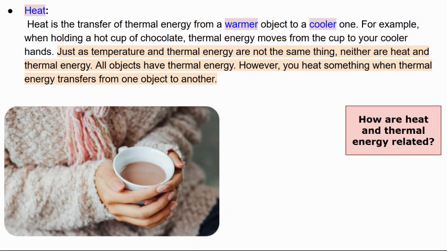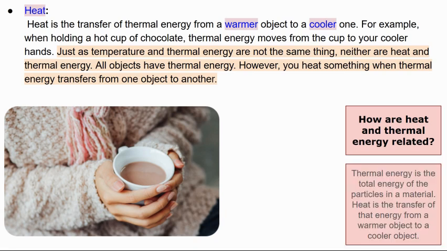How are heat and thermal energy related? Thermal energy is the total energy of the particles in a material. Heat is a transfer of the energy from a warmer object to a cooler object. So heat is going from warmer to cooler, and thermal energy is the total energy of the particles in a material.